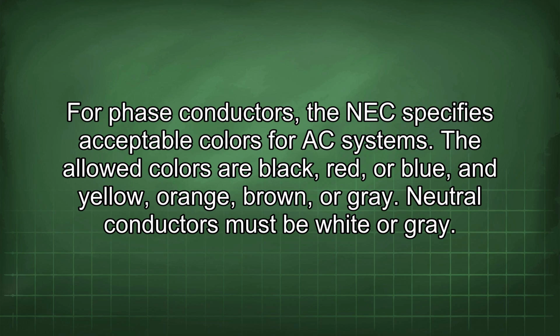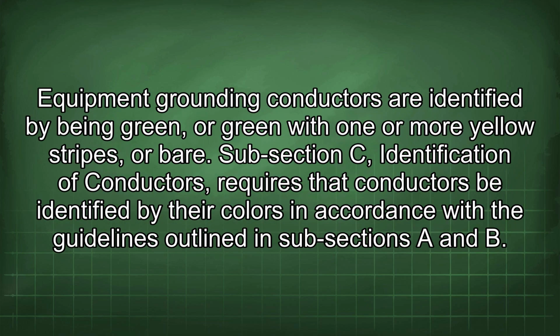For phase conductors, the NEC specifies acceptable colors for AC systems. The allowed colors are black, red, or blue, and yellow, orange, brown, or gray. Neutral conductors must be white or gray. Equipment grounding conductors are identified by being green or green with one or more yellow stripes, or bare.